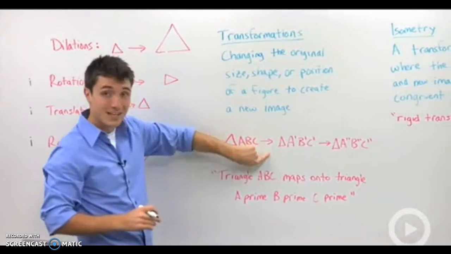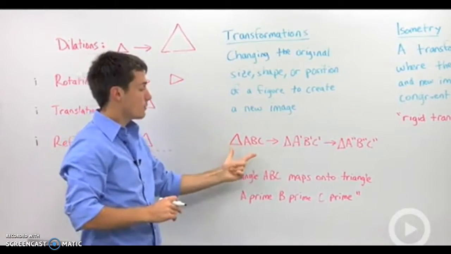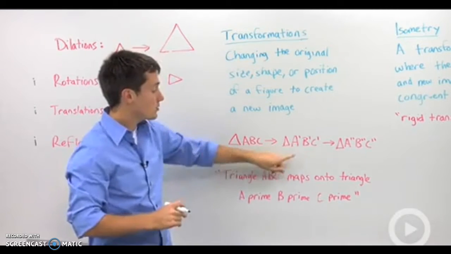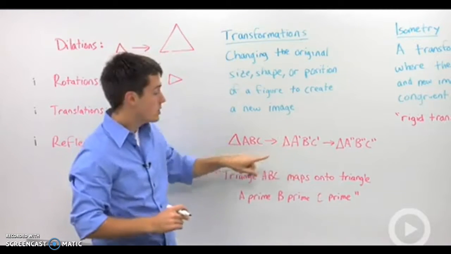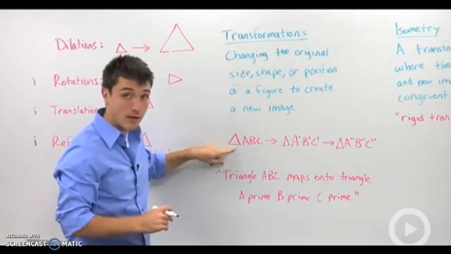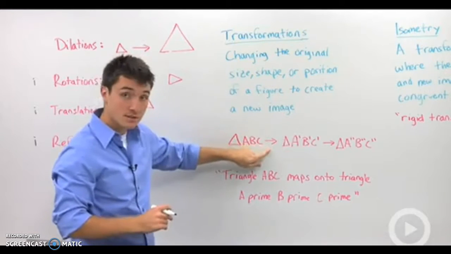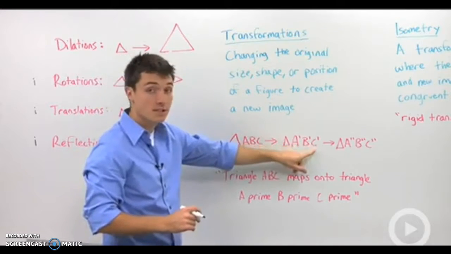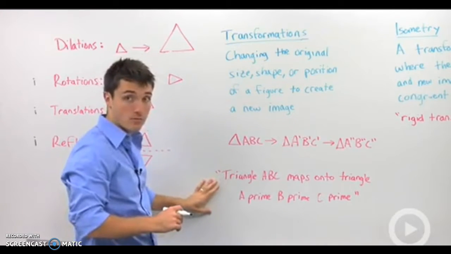How do we describe transformations? Well, we're going to use an arrow to show the original image going to our new image. So if you just made one transformation, you would write this as triangle ABC maps onto triangle A prime, B prime, C prime. And I've written that down below.